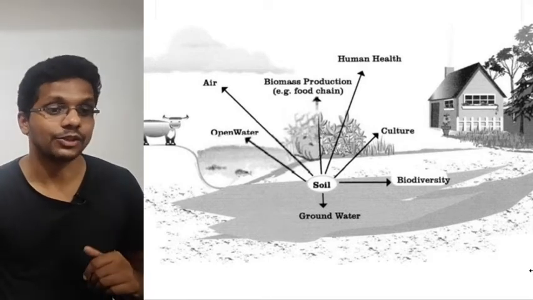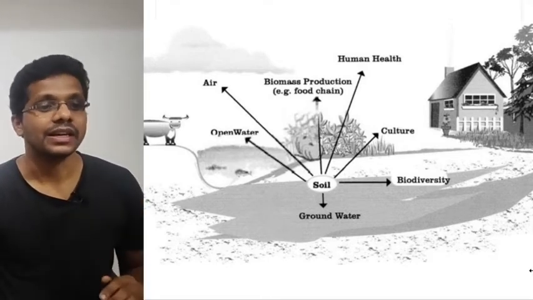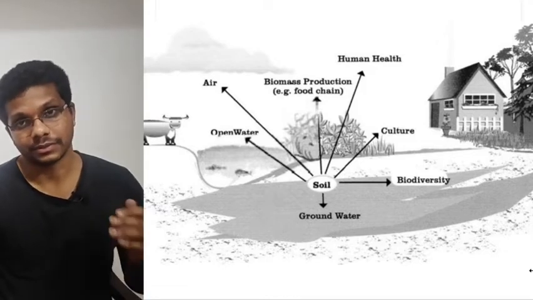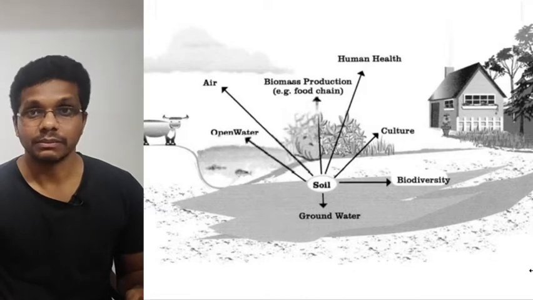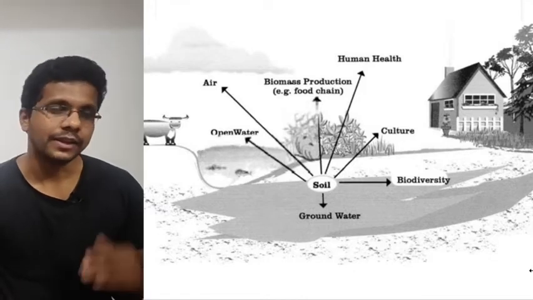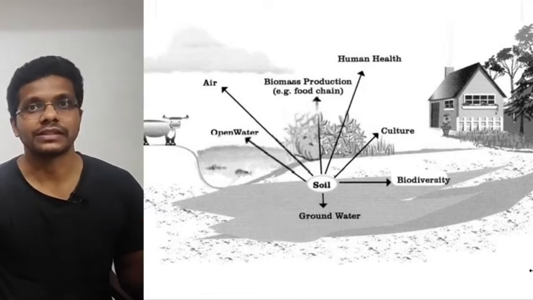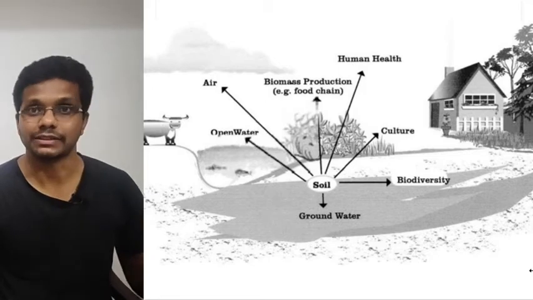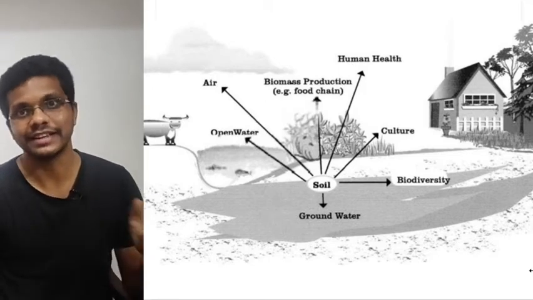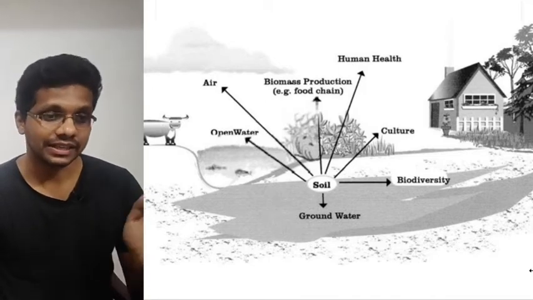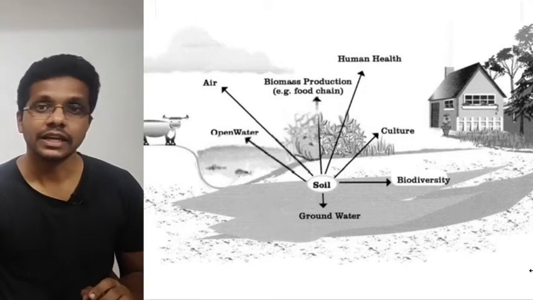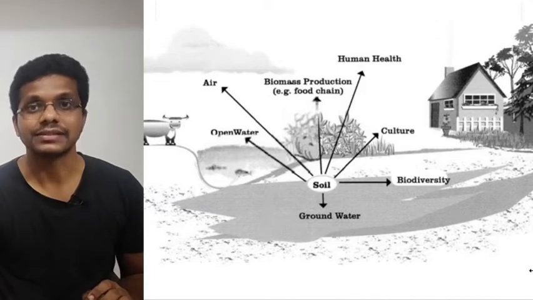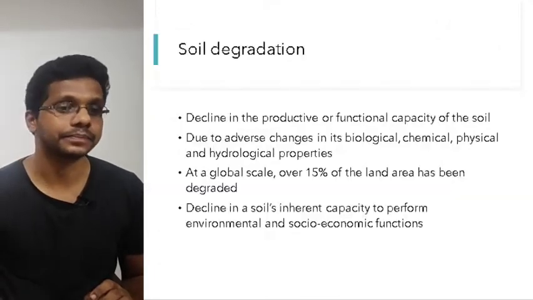Human health is related to the soil, because soil is the source of our food, because the crops are grown in soil. It's related to culture, and biodiversity is also very much related to the soil. So if the quality or the health of the soil is increased, all these parameters will be better. If the health of the soil is decreasing, it will cause negative consequences in all these aspects. And unfortunately, at the global level, soil health is reducing and it is degrading.